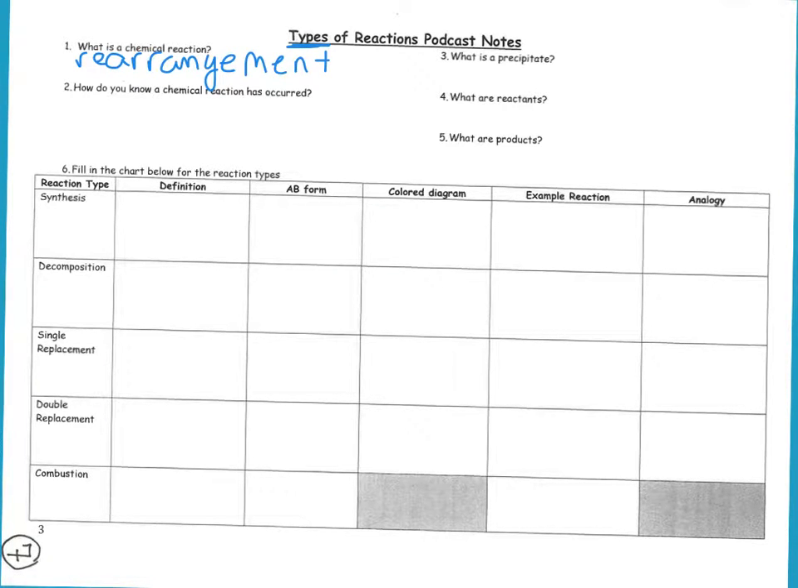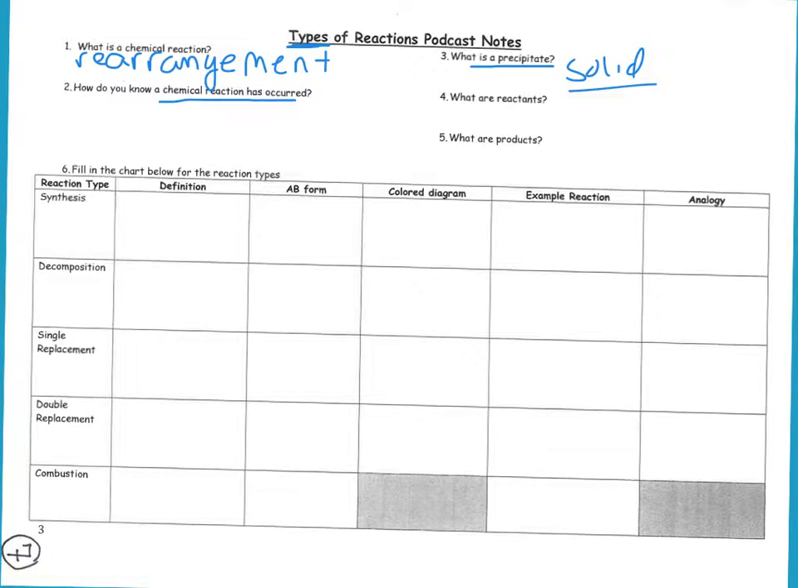A chemical reaction is a rearrangement of the molecular or the ionic structure of substances when it goes through some sort of change. And this change can involve the formation of a precipitate or a solid in the container. That's oftentimes in chemistry how we can determine that. So how do you know if a chemical reaction has occurred?